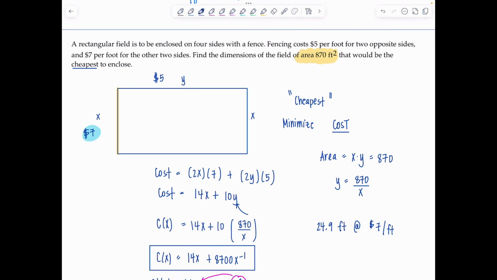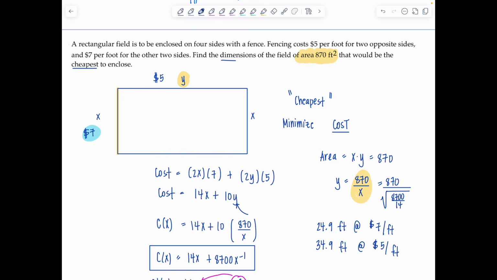And then y, how do I find y? It's 870 divided by x. So it's going to be 870 divided by, if you're putting it in your calculator, put it in with the unrounded version, like do 8,700 over 14 square root and then 870 divided by that. So it's about 34.9 feet at $5 a foot.